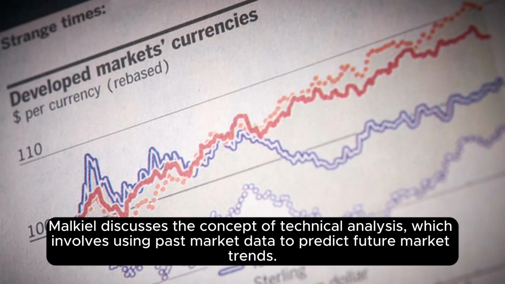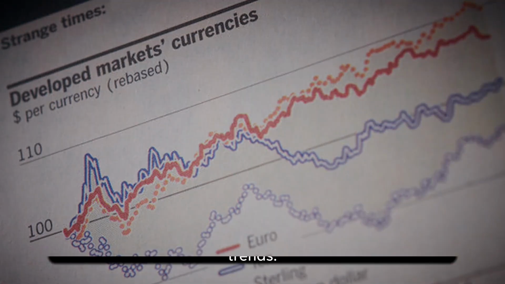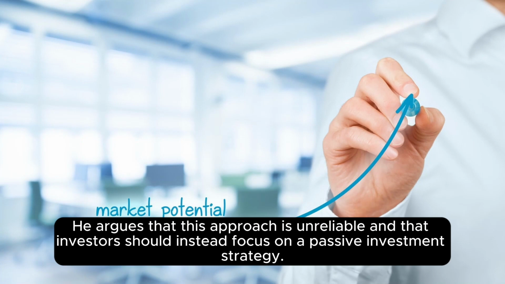Chapter 5. Technical Analysis. Malkiel discusses the concept of technical analysis, which involves using past market data to predict future market trends. He argues that this approach is unreliable and that investors should instead focus on a passive investment strategy.